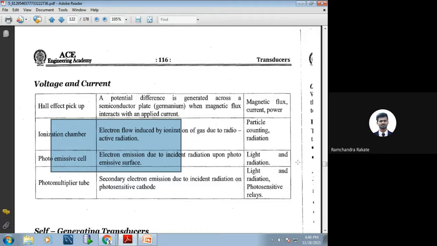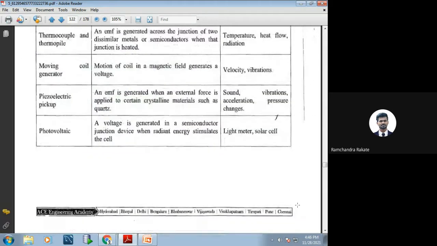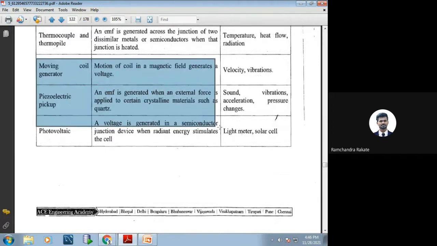Passive transducers are those which require an external power input for their functioning. Those are also known as external power transducers. Typical examples of such transducers are the resistive, inductive, and capacitive transducers, correct?